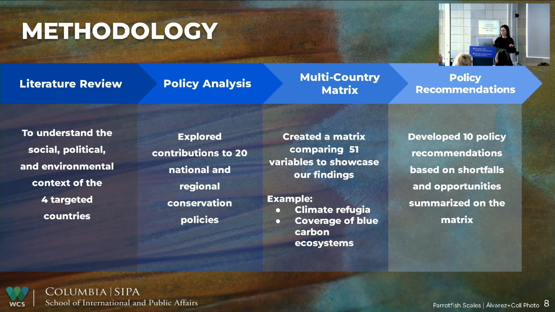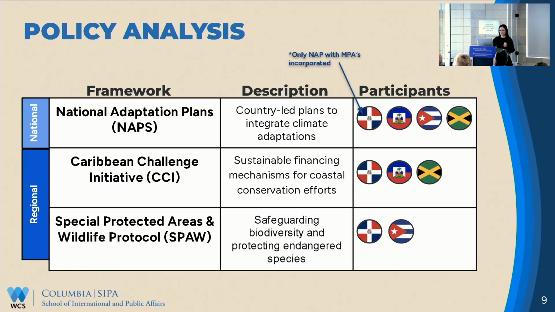Some examples of those variables include climate refugia, which assesses the regional coral protection, and another example is the coverage of blue carbon ecosystems. Blue carbon ecosystems are mangroves and salt marshes. And then after we summarized all this information in the matrix, we started to see the shortfalls and opportunities for the region, and we used those to create our 10 policy recommendations.